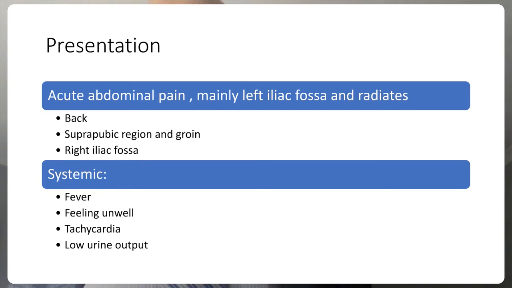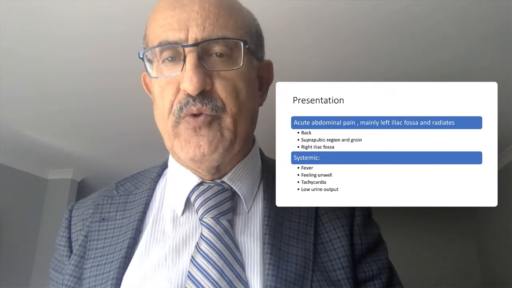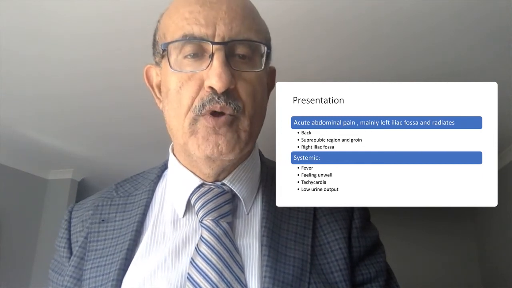It can radiate to the back and causes back pain as well. Pain in the suprapubic region and in the groin is relatively common, and that's related mainly to the position of the colon that gets affected, which is the sigmoid colon. Now, systemically, when you look at the patient, they feel unwell, they might have high temperature, they might have tachycardia, and if it happens, you put a urine catheter to manage them, and they might have low urine outputs. Now, this depends on the severity of the diverticulitis. Not all patients will follow the same clinical course.